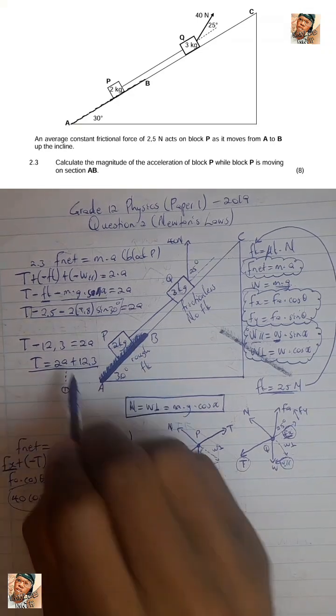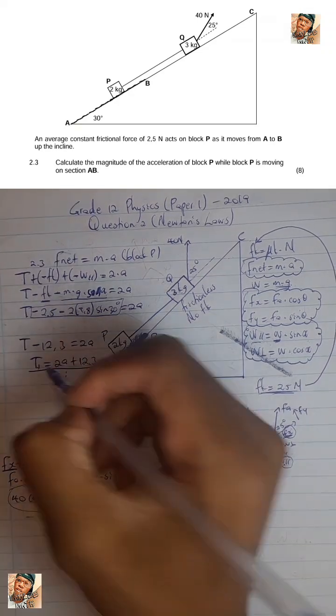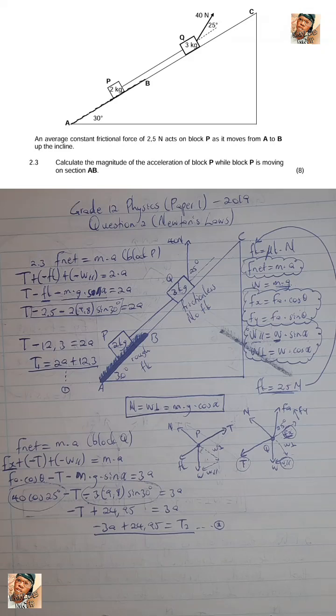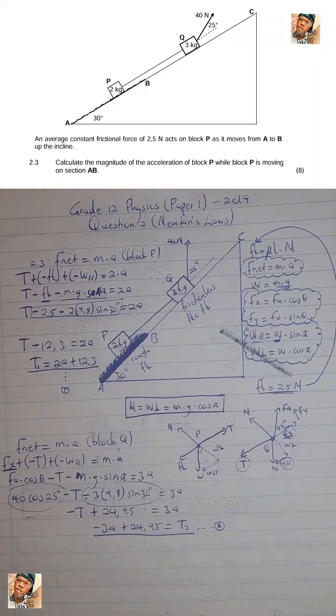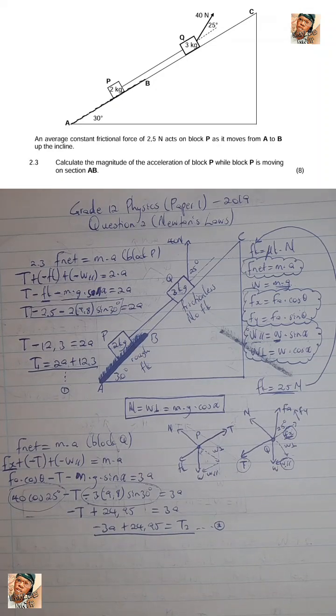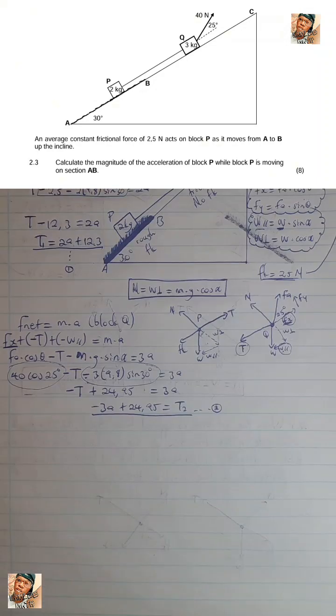So this tension is equal to this tension. If this is tension 1 and this is tension 2, tension 1 is equal to tension 2. Let me write it here. Let me shift my camera a little bit down so I can see how we're going to calculate this. Alright, so now let's go.